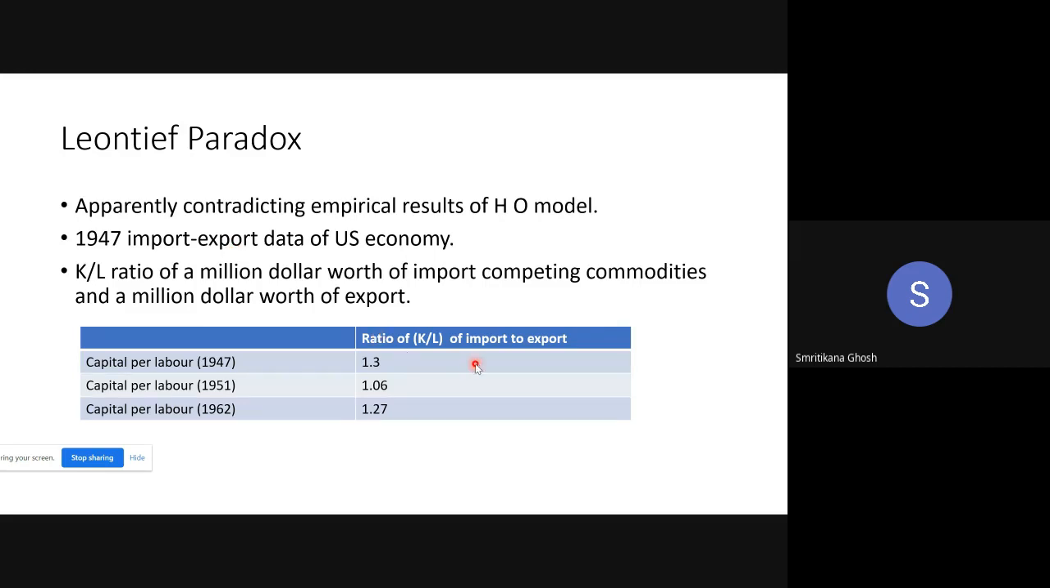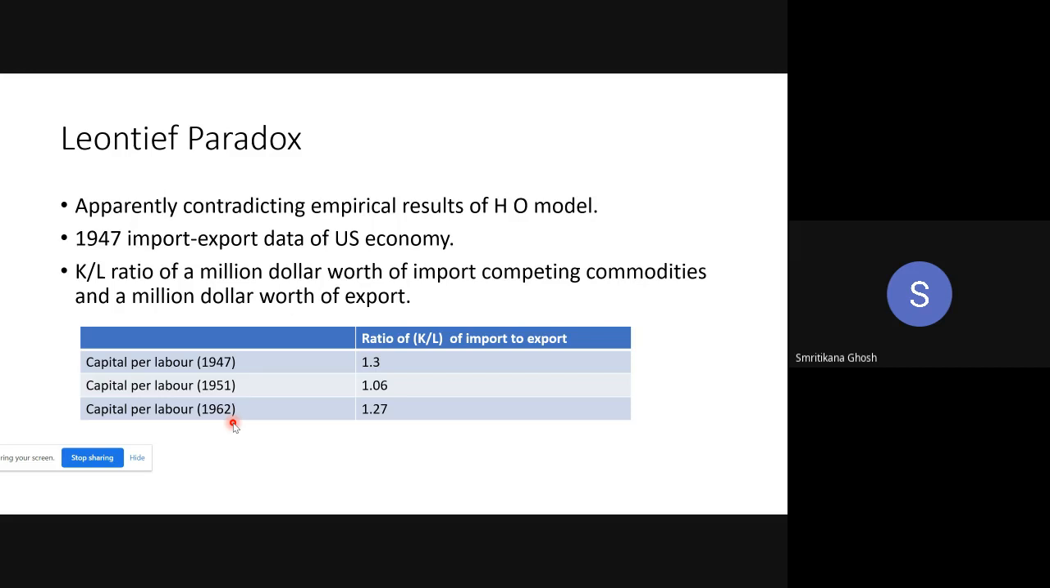Look, this is the ratio: capital labor ratio of import to export. He is importing more capital intensive commodity. He checked it for 3 years: 1947, 51, and 62. Over the years, the ratio is like that, 1.3. So a capital abundant country is importing capital intensive commodity because this ratio is greater than 1. So he is importing more capital intensive commodity as compared to labor intensive commodity. And this is true for 1947, true for 51, true for 1962 as well.